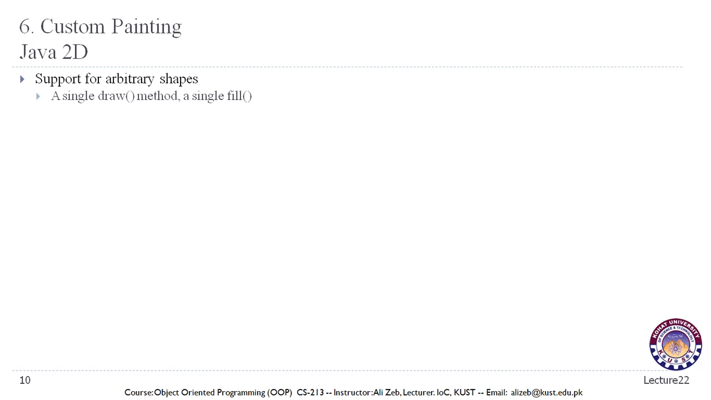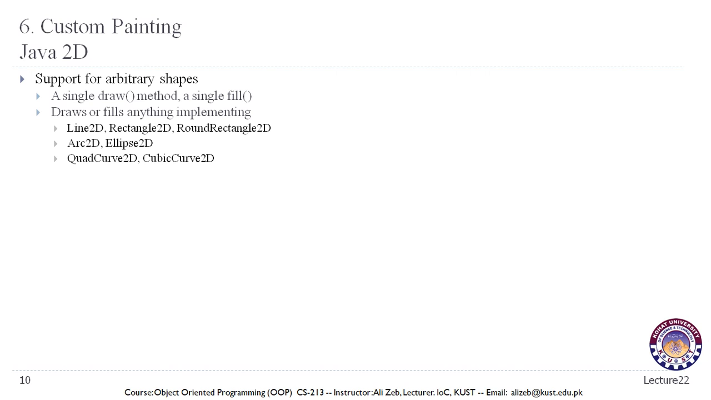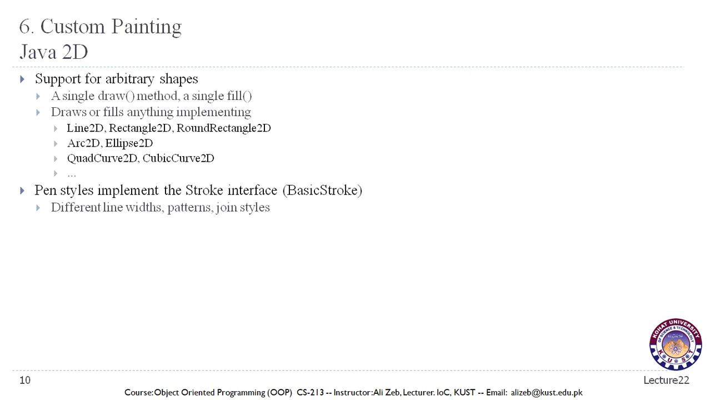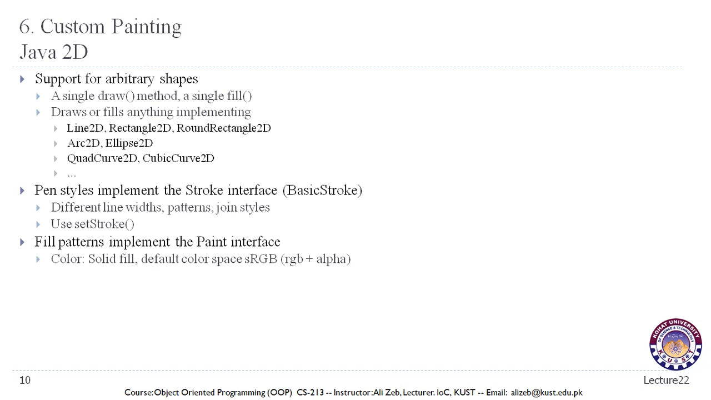There is support for arbitrary shapes. For example, a single draw method or a single fill method can draw or fill anything implementing Line2D, Rectangle2D, RoundRectangle2D, Arc2D, Ellipse2D. All of these different shapes can be drawn with the help of the draw method. We also have different Stroke interfaces, for example BasicStroke, which has pen styles, different lines with patterns, join styles. Use setStroke. Fill patterns implement the Paint interface.